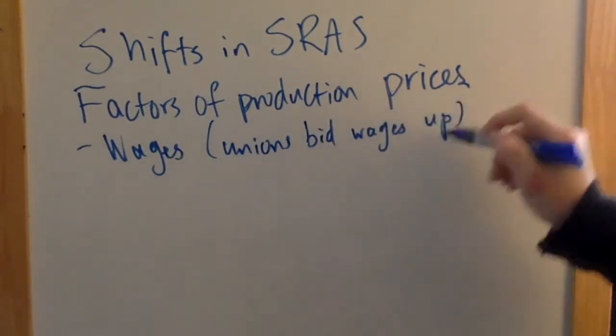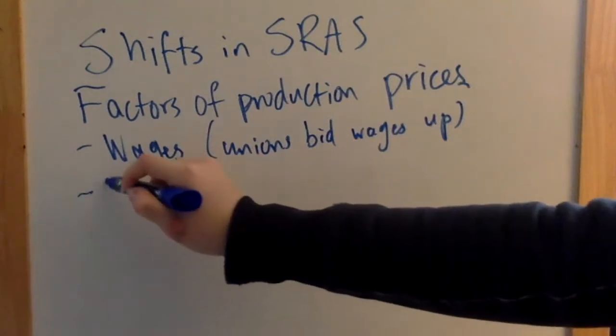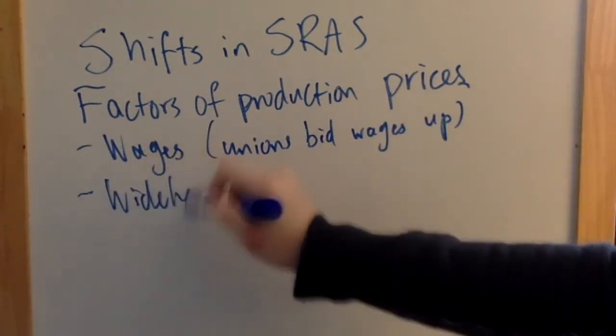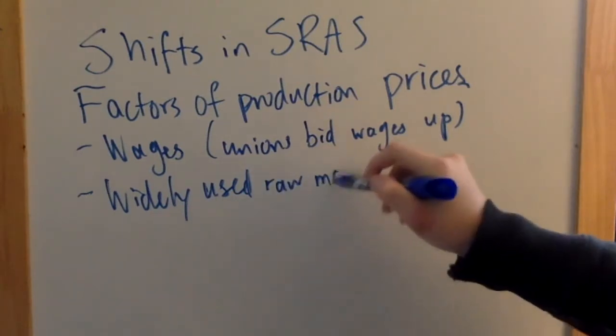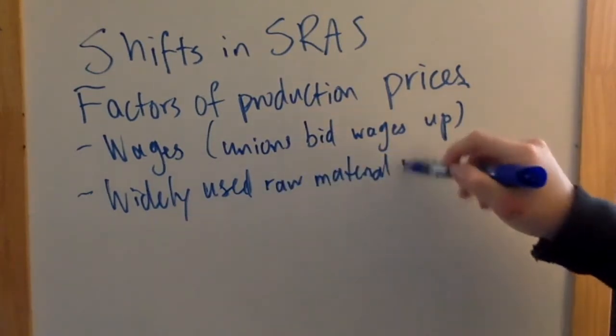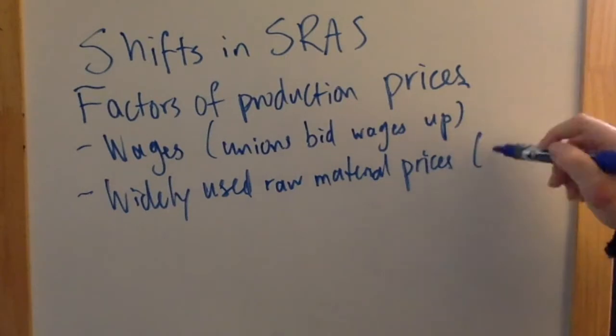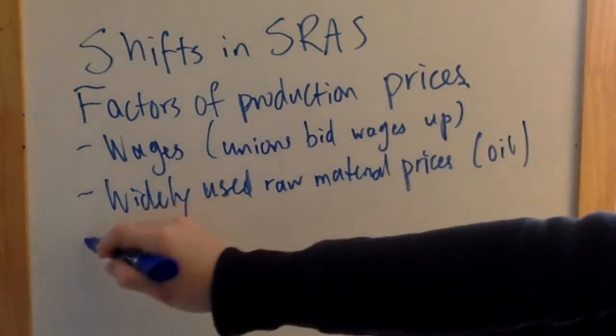Second of all, if the price of raw materials goes up, short-run aggregate supply will decrease. If it goes down, short-run aggregate supply will increase. This raw material must be widely used in the economy because we are looking at this on a macro scale. Typically, when we're talking about this, we are referring to oil.